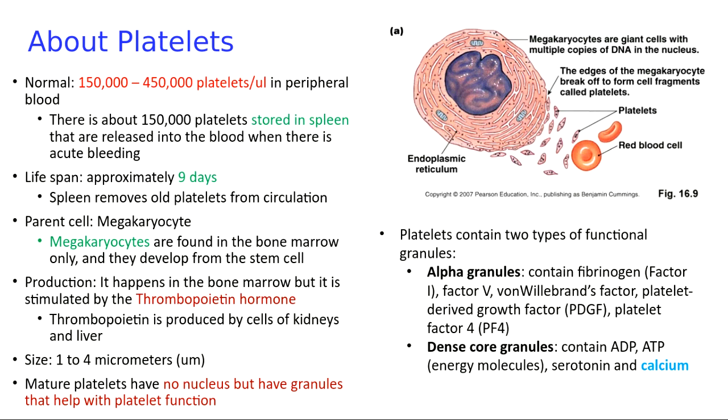The life span of platelets is about 9 days, plus or minus 2, so 7 to 11 days, give or take. And they come from the bone marrow. They are made by the bone marrow. And the precursor cell, or the parent cell of the platelets found in the bone marrow, is the megakaryocyte. So the megakaryocyte comes directly from the stem cell.